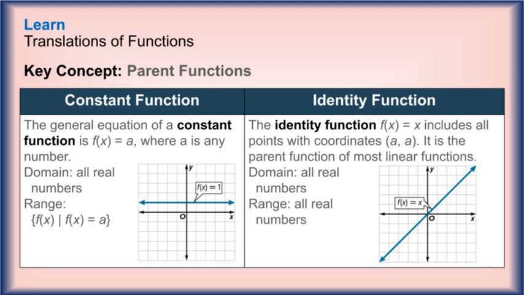An identity function is also a linear function, but this one is where f of x equals x. So whatever x is, y is. It is the parent function for most linear functions. The domain and range will always be the same, all real numbers.